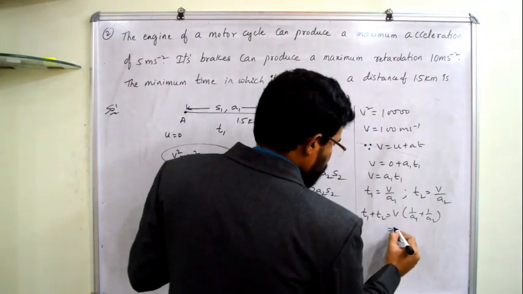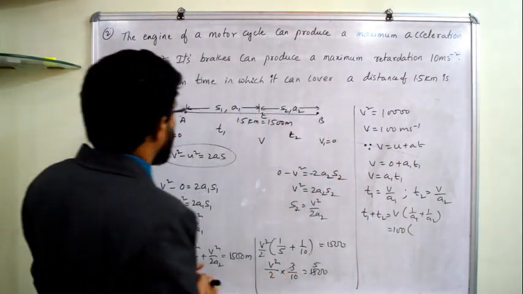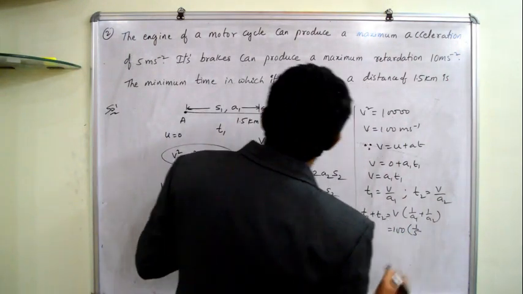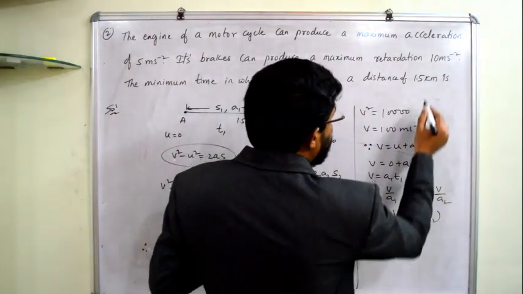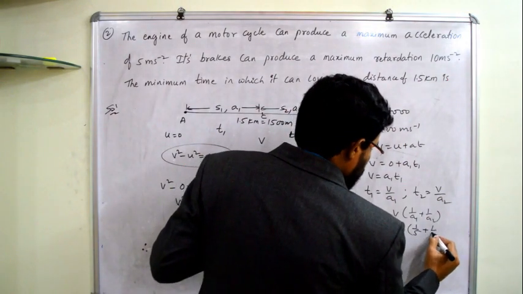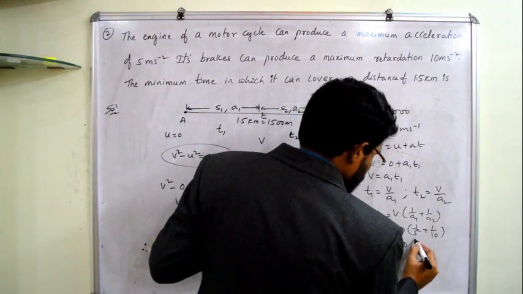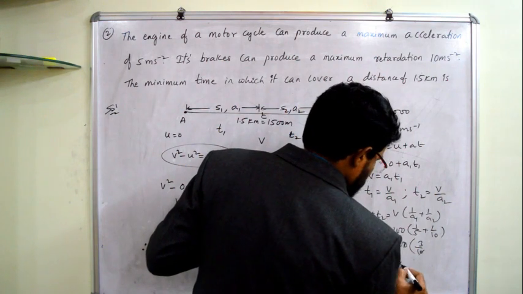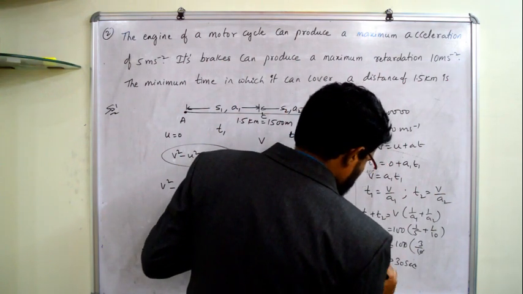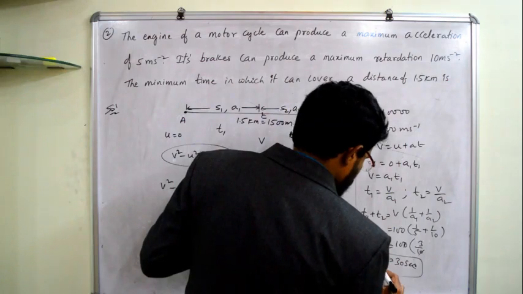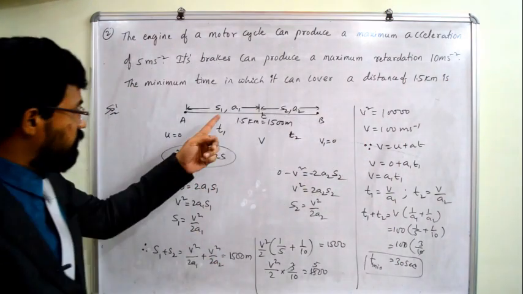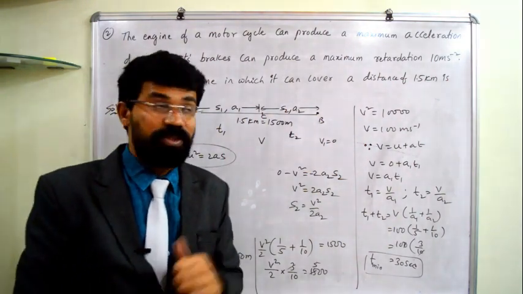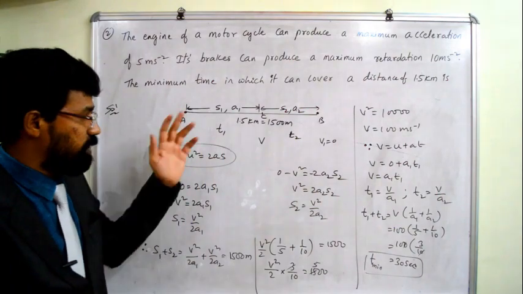It's 100. Just now we have solved for V. 1 by A1, 1 by 5 plus 1 by 10, isn't it? Acceleration is 5 meter per second square. Retardation is how much? 10 meter per second square plus 1 by 10, and here you will get how much? 3 by 10, 30 seconds. So the minimum time in which the motorcycle can maintain this acceleration and this retardation and reach this point B, which is at a distance equal to 1500 meters from the starting point. Okay, so that's how you are supposed to solve.